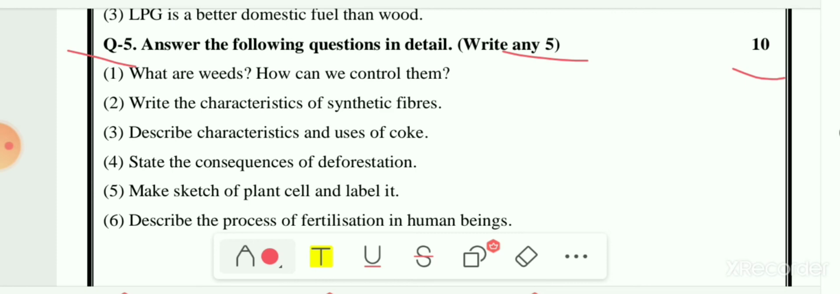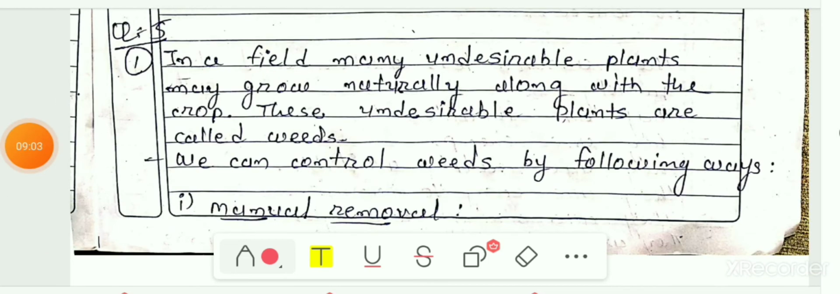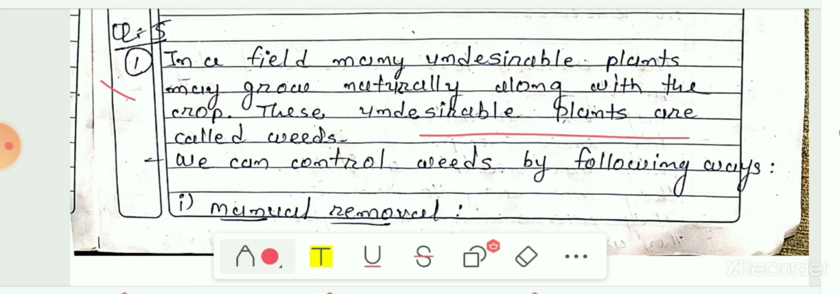So the first question is, what are weeds and how can we control them? Let me see this answer. The answer for the first question is given here. What are weeds? In a field, many undesirable plants may grow naturally along with the crop. These undesirable plants are called weeds. So this is the answer for the first question, that is, what are weeds.